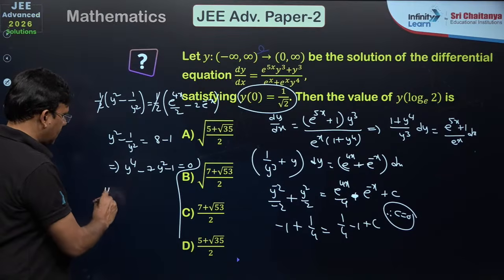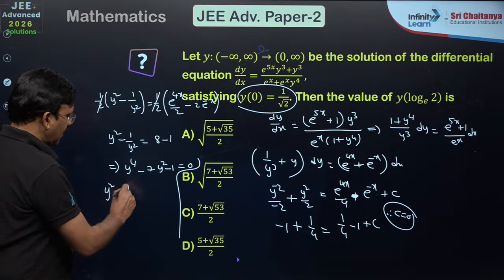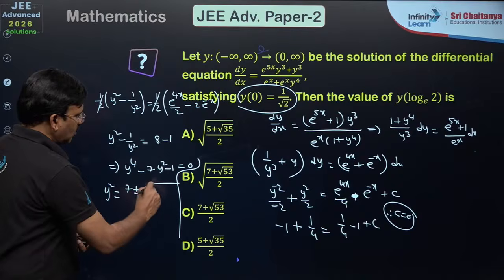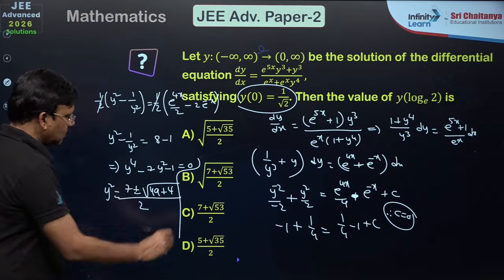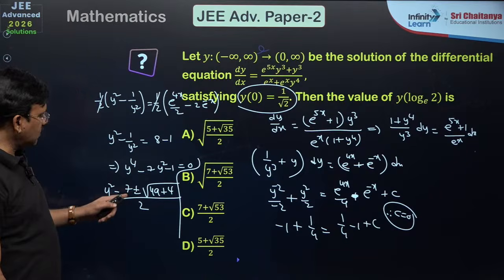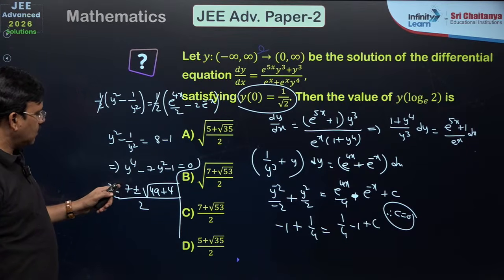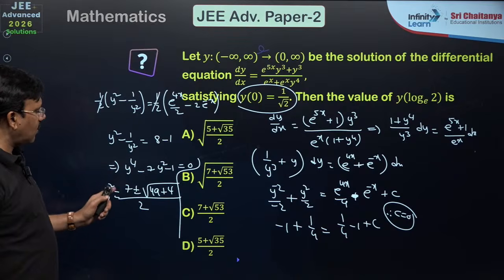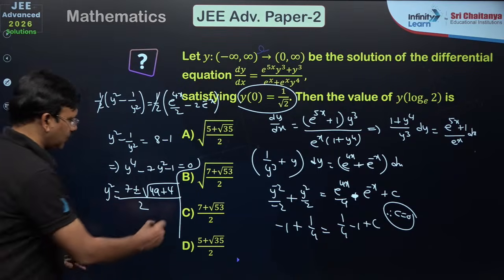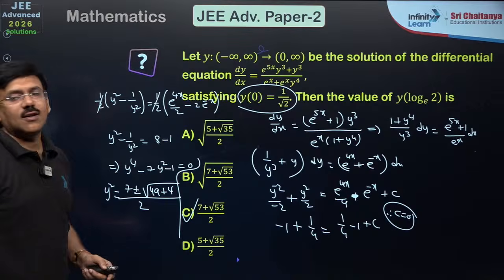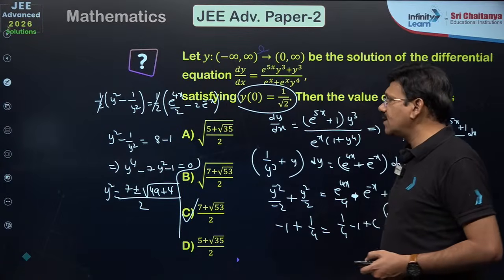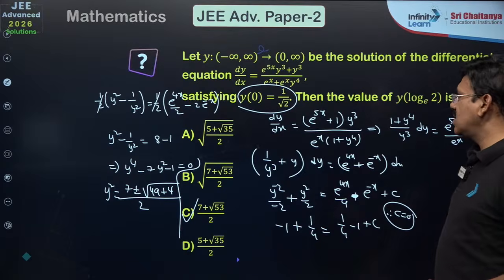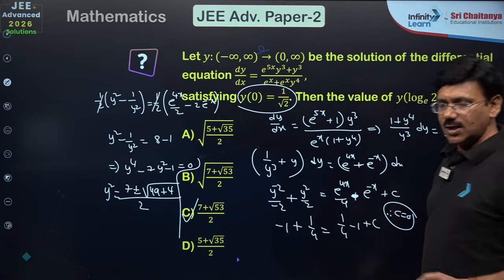You just find y square value, that is minus b plus or minus root of b square minus 4ac by 2a. So now y square must be positive, discard the negative one. So y must be square root of 7 plus root 53 by 2. So option C is the right answer, correct. 7 plus root 53 by 2. Clear? It's a very simple differential equation, variable separable equation.